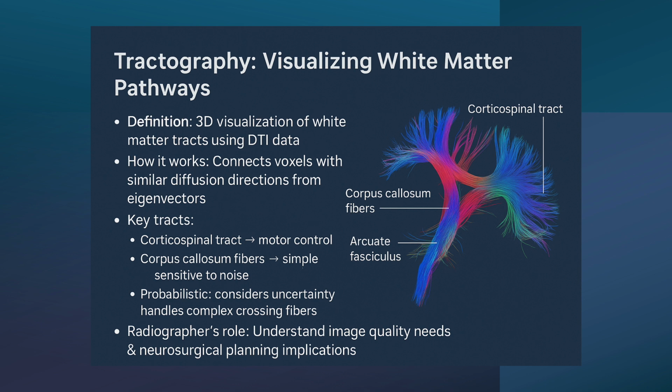So as radiographers, while we may not actually perform tractography analysis, our role is to ensure that the acquisition is of high enough quality to make accurate reconstructions possible. And this can be critical for neurosurgical planning, where precise fiber mapping can help avoid damaging important functional pathways.